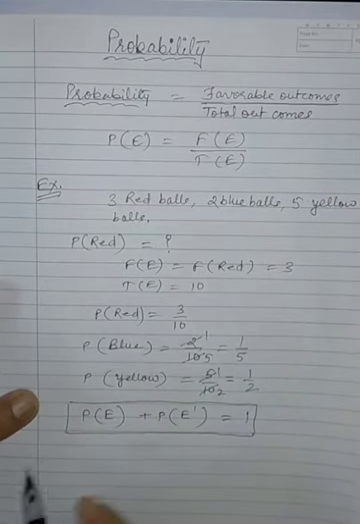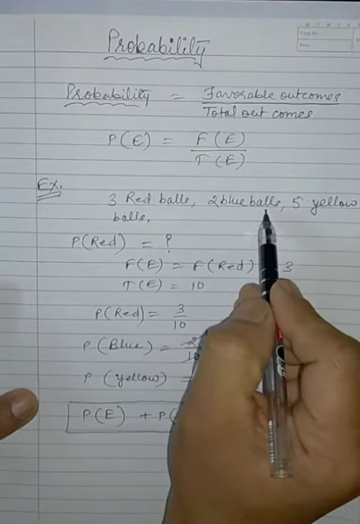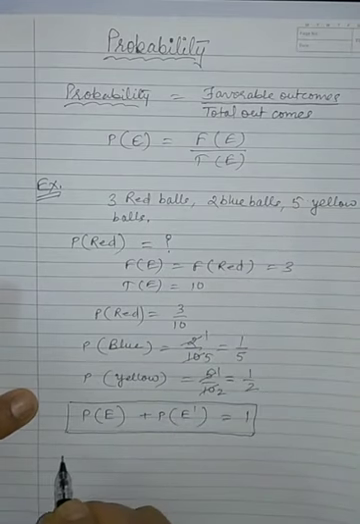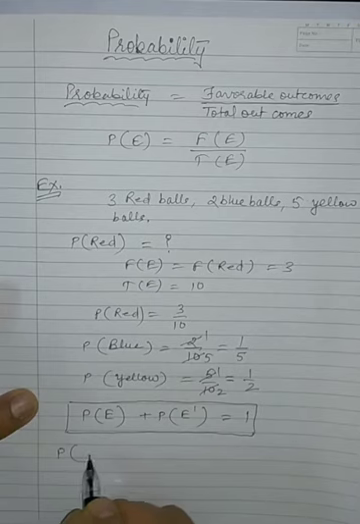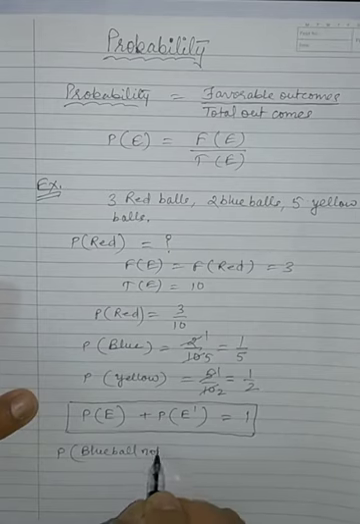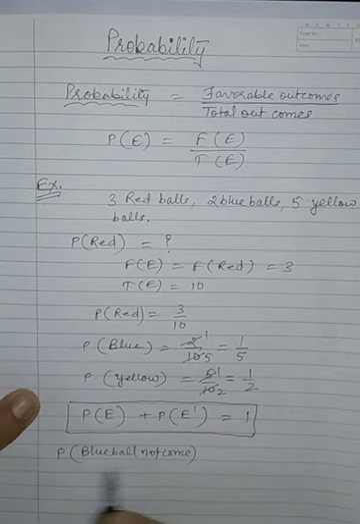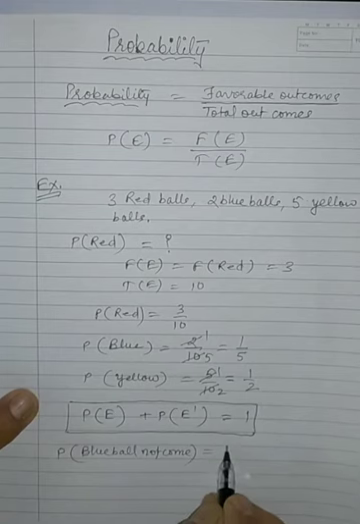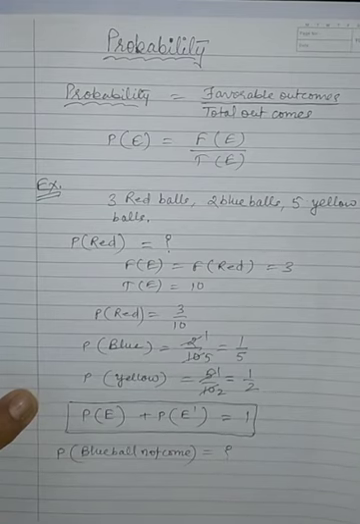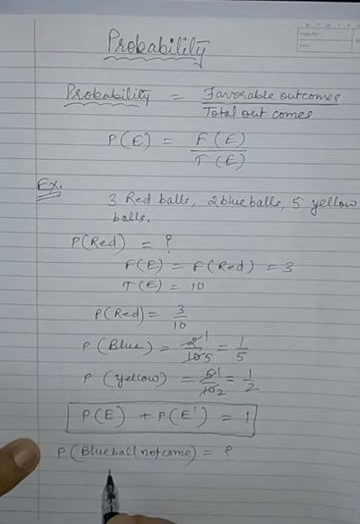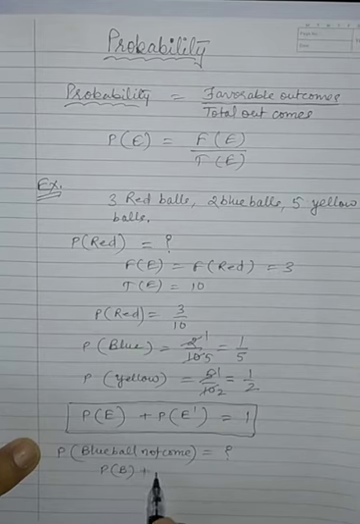Suppose in the same question, where we are given 3 red balls, 2 blue balls, and 5 yellow balls, you are asked to find the probability that a blue ball does not come. For that, we have two options. Either we can find it by using this formula, that probability of blue plus probability of not blue is equal to 1.